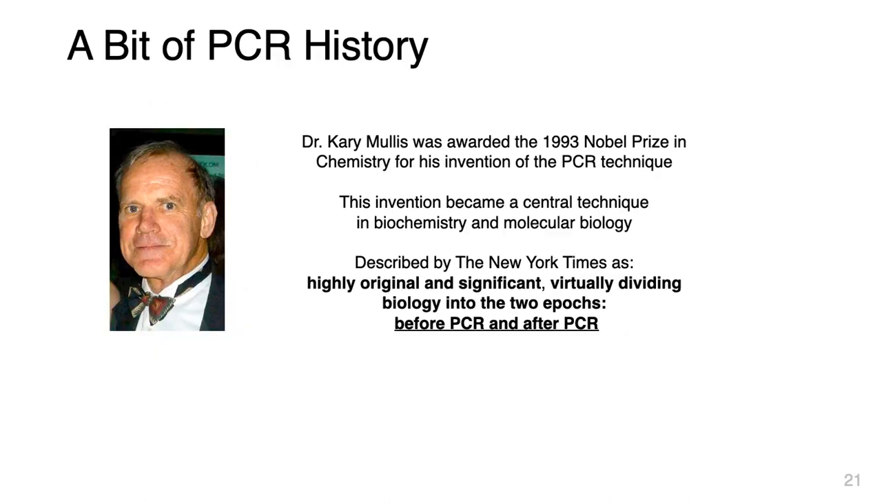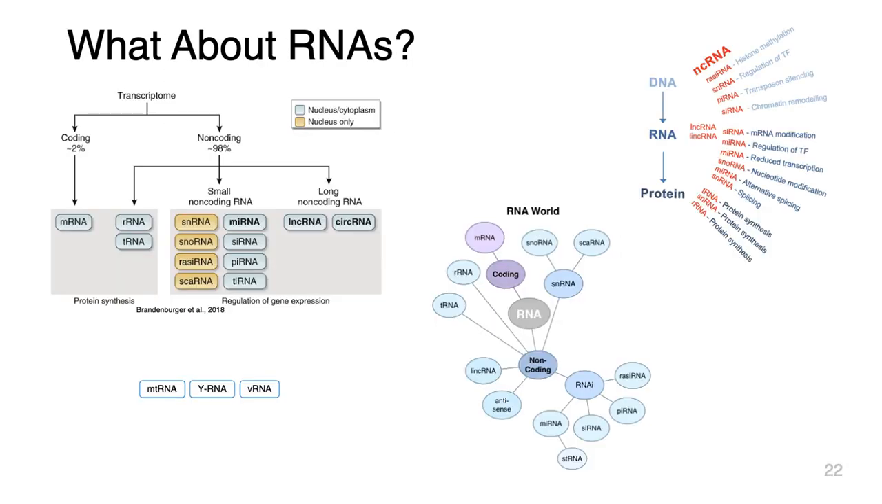Just a bit of PCR history. Dr. Kary Mullis was awarded the 1993 Nobel Prize in Chemistry for his invention of the PCR technique. This invention became a central technique in biochemistry and molecular biology, and it was described by the New York Times as highly original and significant, virtually dividing biology into the two epochs, before PCR and after PCR. Thus far, I've talked about the building blocks of DNA and the polymerase chain reaction itself.